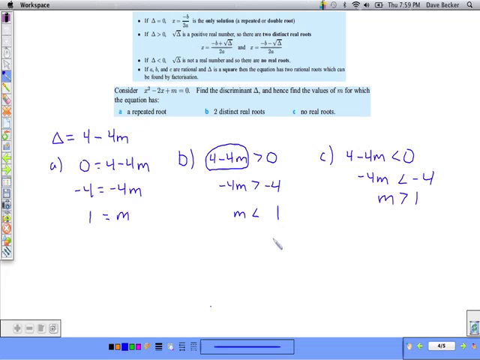to get two distinct roots, because I would have something positive under the square root. Here m must be greater than 1, because I would have something negative under the square root, which would give me no real roots, no solutions, and equal to 1 to have 0 under the square root, the discriminant equal to 0, which would give me a repeated root, one solution and a repeated root.